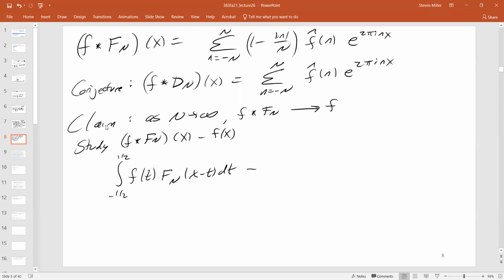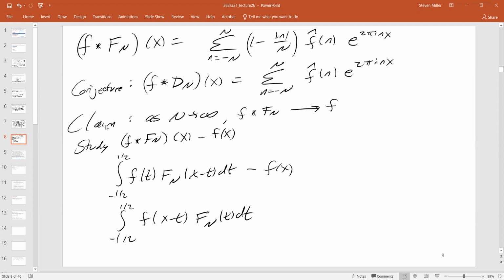Let me change things a little bit and see if this is a bit better. Do you agree that this is the same as the integral from -1/2 to 1/2 of f of x minus t times fn of t dt? I'm just changing variables in the convolution: a star b is the same as b star a.